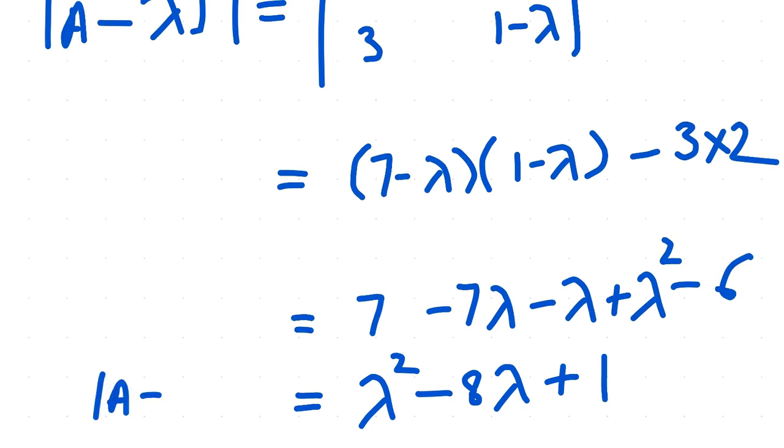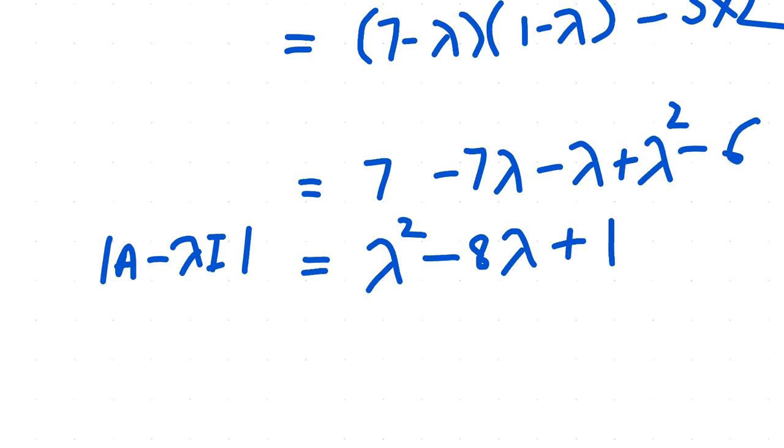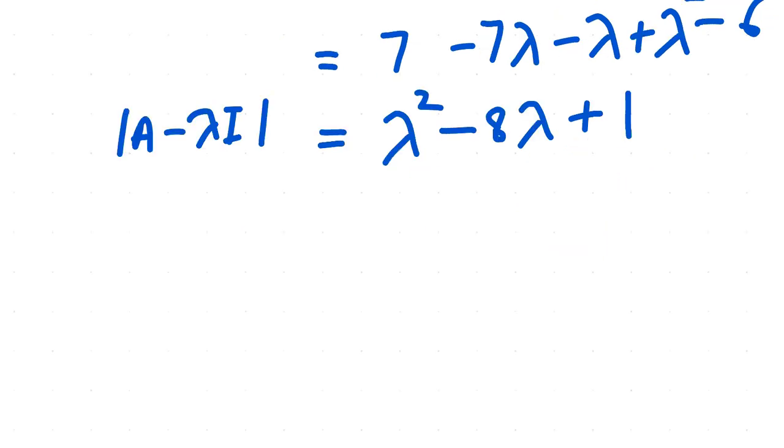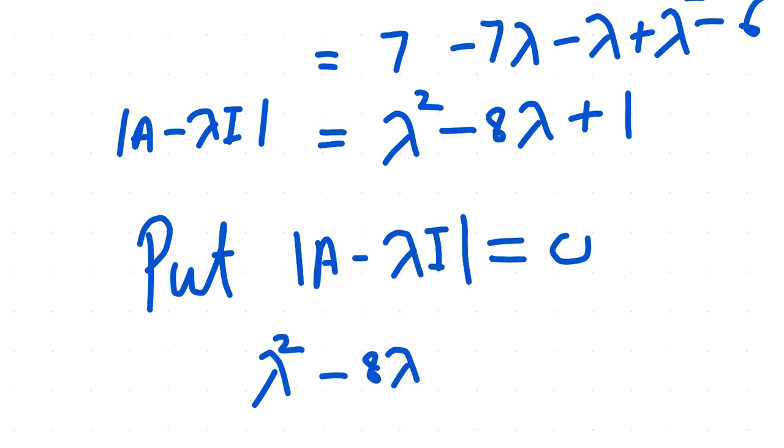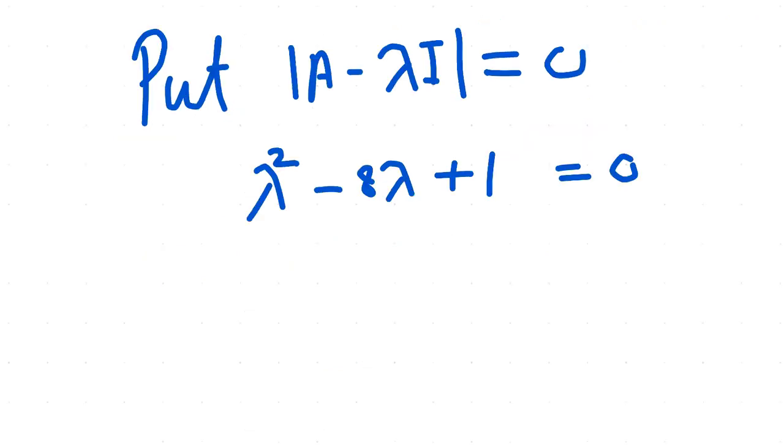To find eigenvalues, we need to put the determinant of A minus lambda into I equal to 0. So we can put this lambda square minus 8 lambda plus 1 equal to 0, which is the characteristic equation. This equation is the characteristic equation.